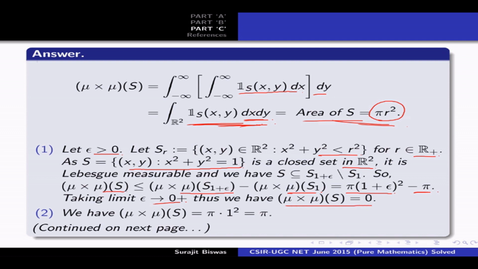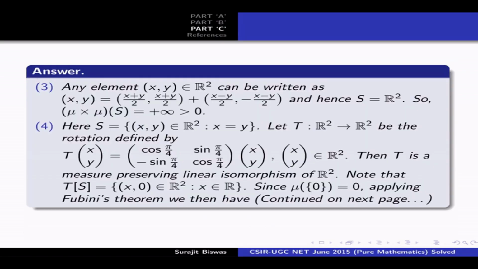In particular, we have already computed the Lebesgue measure of the open disk of radius r. So if we put in particular r equal to 1, we will have (mu cross mu)(S) equal to pi times 1 square, pi. So this is positive also. 3. Any element (x,y) can be written like this, and hence S equals R2, so (mu cross mu)(S) is equal to infinity.